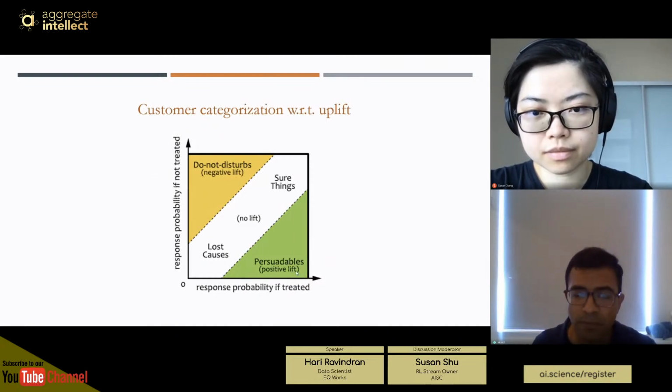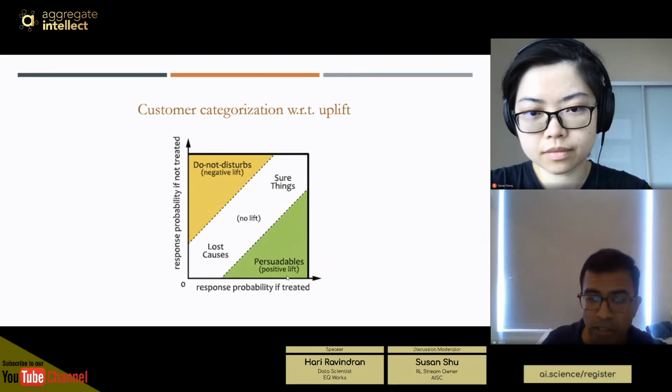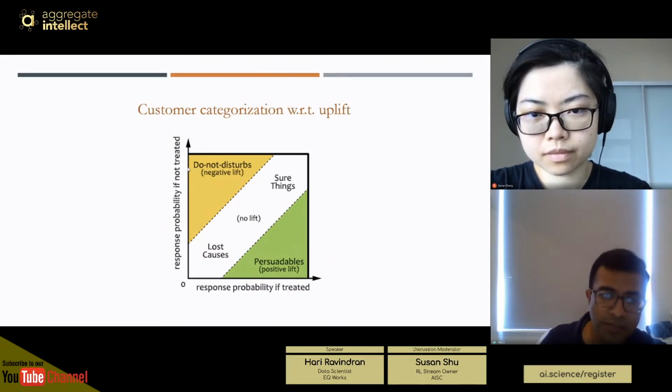In the bottom right-hand corner of this picture, you have examples of customers whom you want to target. These are customers who have a high response probability of taking an action when treated with a campaign, and they don't have a high probability of taking that action when they are not treated. Similarly, here you have people who work in the opposite way. Here you have people who are likely to act when they are not exposed to a campaign. And here you have people who are going to take the action when they are treated.